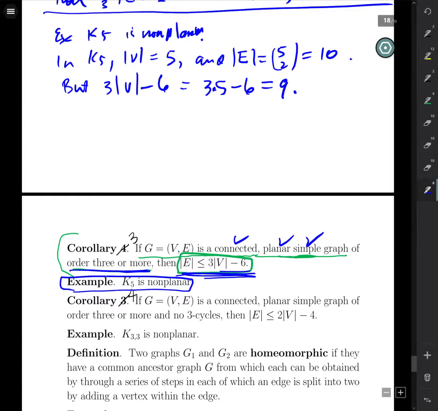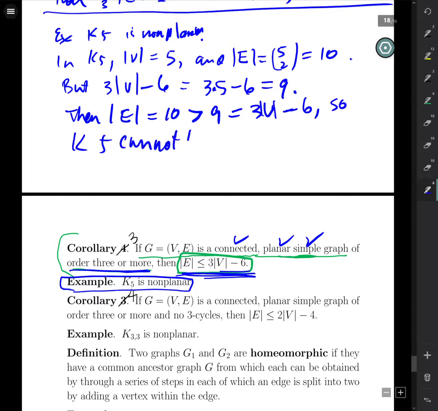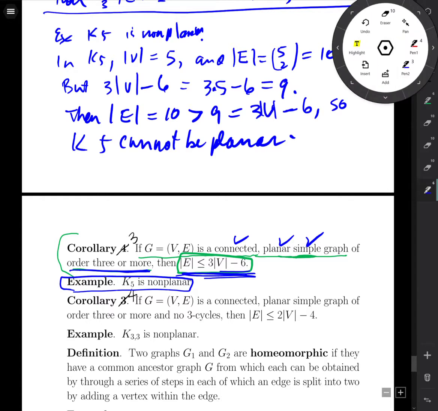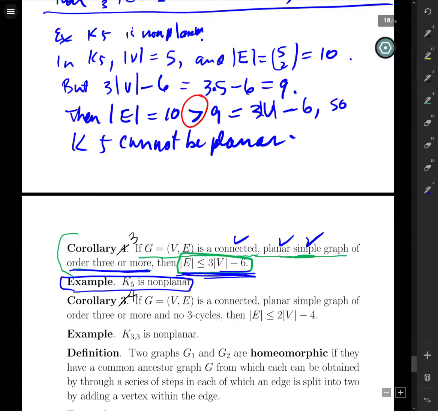That tells us then the number of edges, which is 10, is greater than 9, which is 3v minus 6, 3 times the number of vertices minus 6. So K5 cannot be planar, because if it were, the inequality that we got right here would be the reverse direction. So that proves K5 is not planar. Let me write that a little clearer. K5 is not planar.